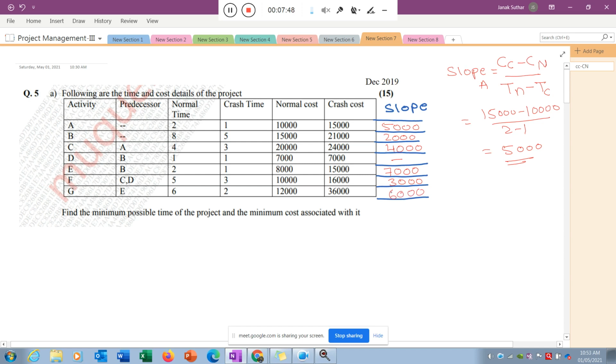Now we have calculated the slope for each activity. That is the first stage of crashing: you need to calculate the slope for each activity. Now the next thing. The question is: find the minimum possible time of the project and the minimum cost associated with it. So they are asking about reducing the project time, with the cost increasing as little as possible. Project time minimization is our objective.